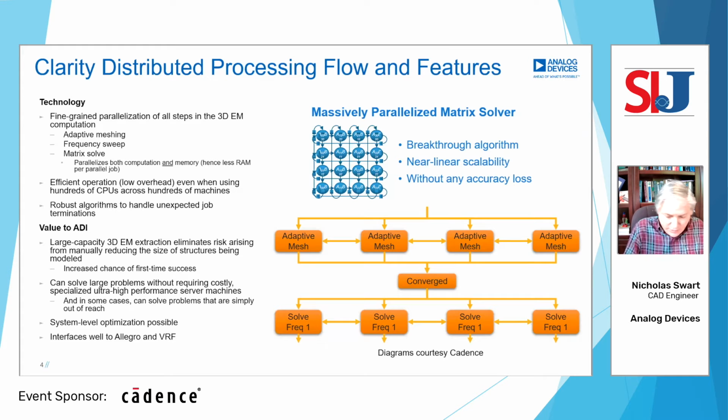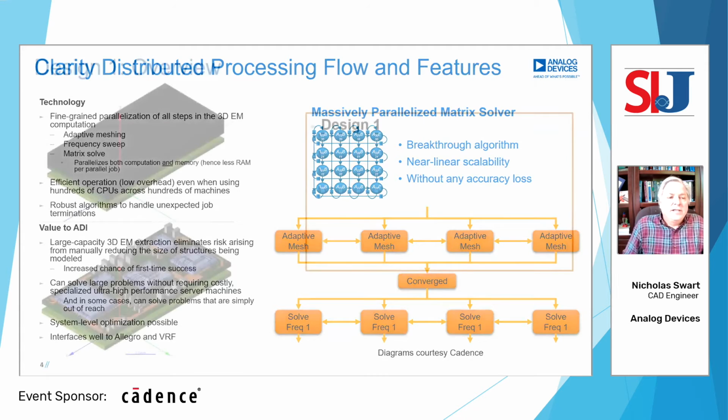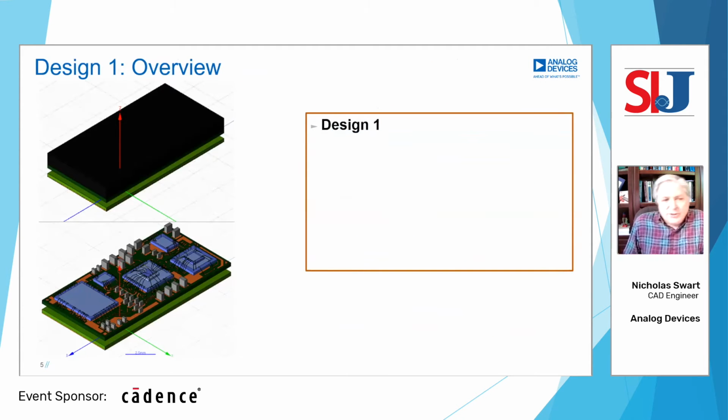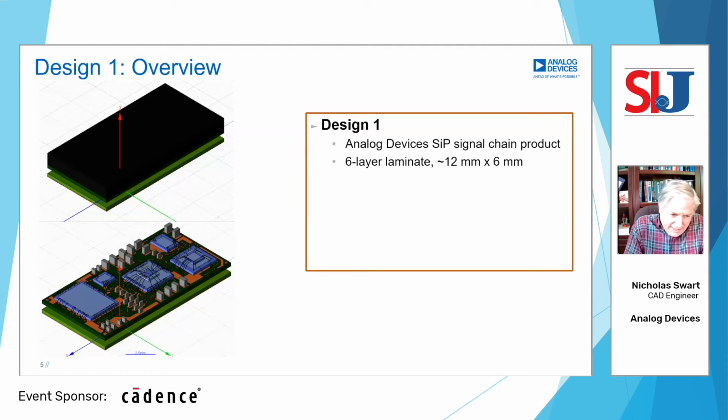Okay, so a very quick overview, and you'll excuse me, I just peek at my time here. Okay, so the first design example I'll show you is an ADI SIP product, a signal chain product. I've got a diagram on the left showing you the 3D view of this product, and it's on a 6-layer laminate, which is about 12 millimeters by 6 millimeters in dimension, covered in molding compound, which I illustrated on the top diagram there.